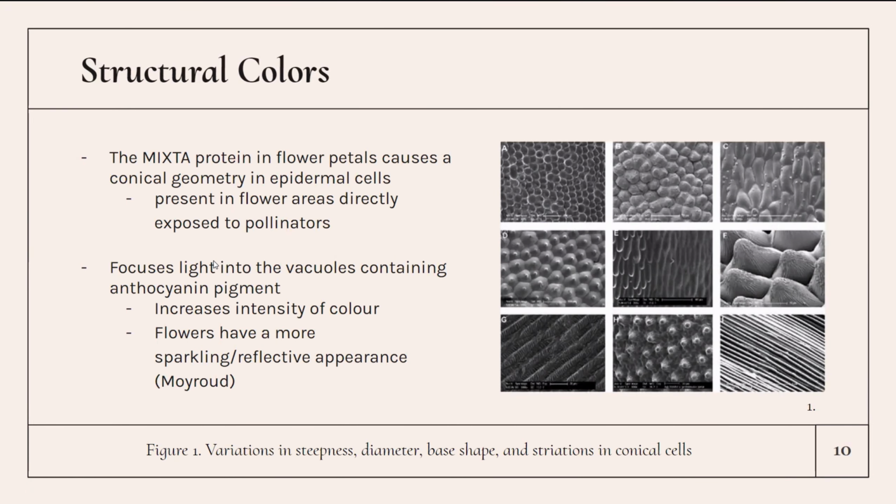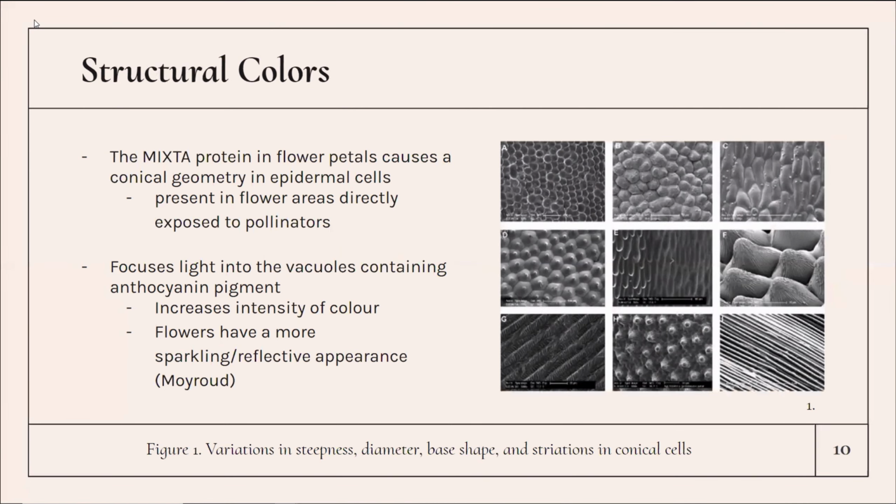Researchers have found that the mixta gene is responsible for forming a conical geometry in the epidermal cells of flowers where the areas are directly exposed to pollinators. This shape acts as a lens by focusing light into vacuoles containing anthocyanin pigment. In turn, it allows a flower's color to become more intense without having to produce more pigment. A sparkling appearance also scatters light from the inner tissues much more efficiently.